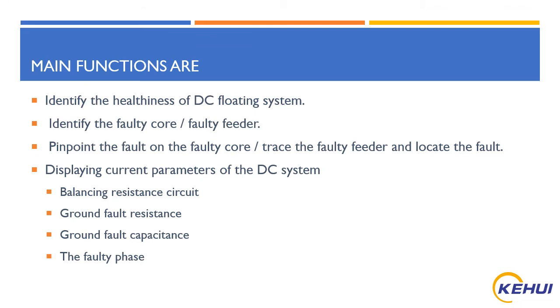The main function of this equipment is to identify the healthiness of the DC floating system, identify the faulty core or faulty feeder, and pinpoint the exact fault location by tracing the faulty feeder. It displays all the parameters required for a protection engineer, like the balancing resistance, the ground fault resistance, the ground fault capacitance, and the fault polarity.